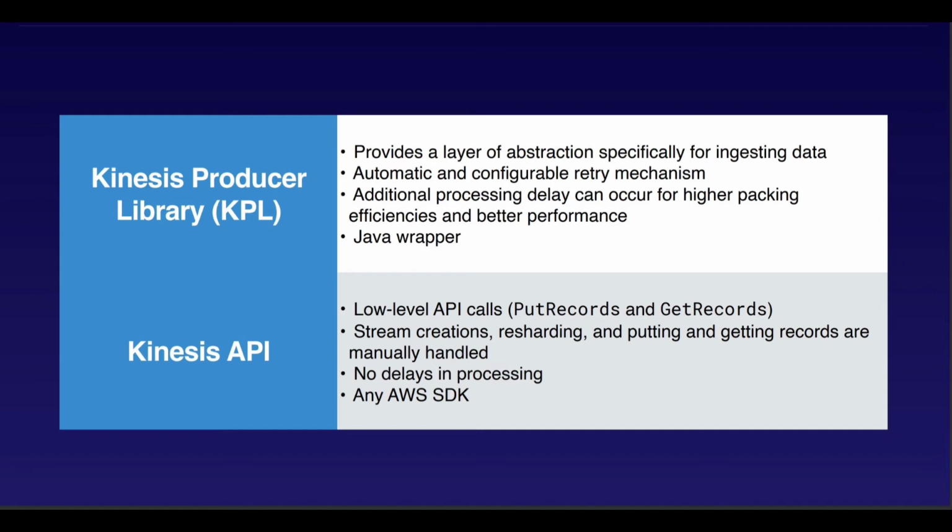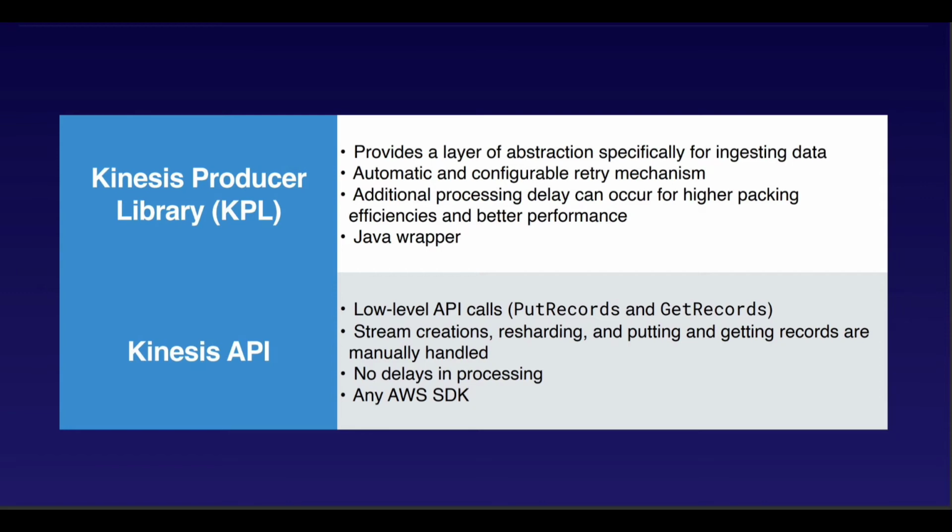With the Kinesis API, things like stream creation, resharding, and putting and getting records are manually handled. Now, one thing to remember about the Kinesis Producer Library is that sometimes additional processing needs to be done, so things like higher packaging efficiencies and performance can be taken care of. With the Kinesis API, there is no delay in the processing, but you may not be packaging and optimizing the Kinesis data streams properly. It really just depends on how you make the API calls.